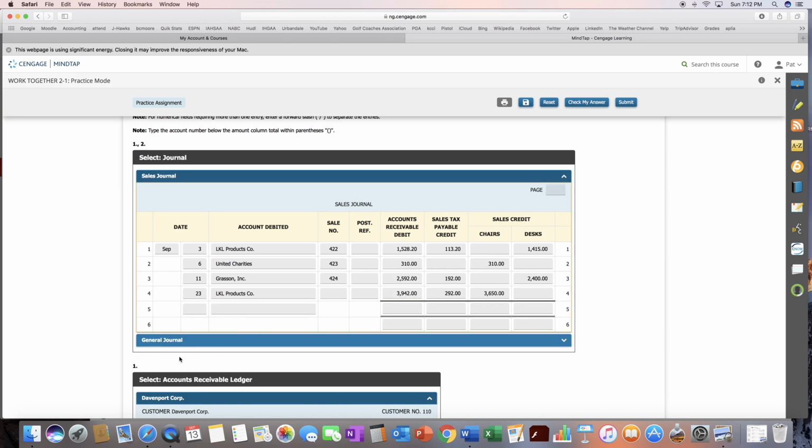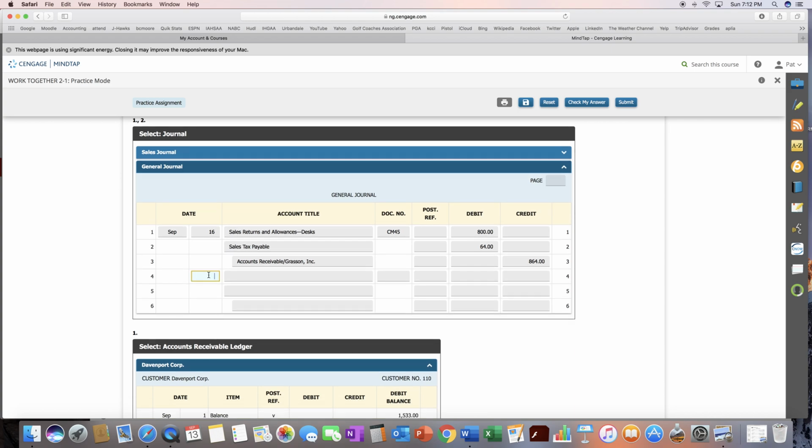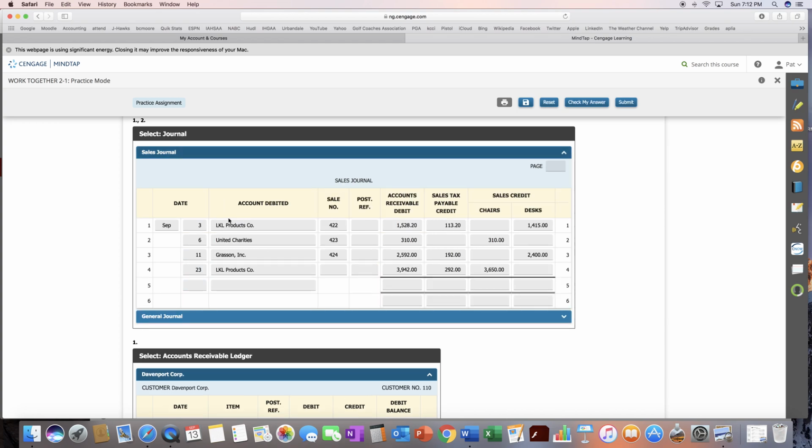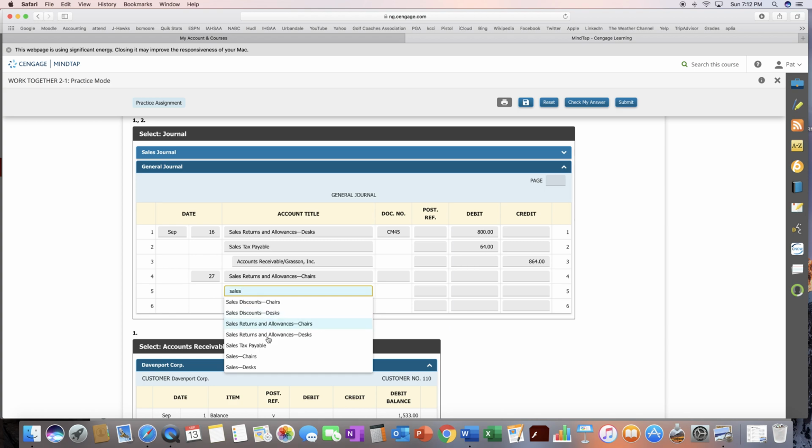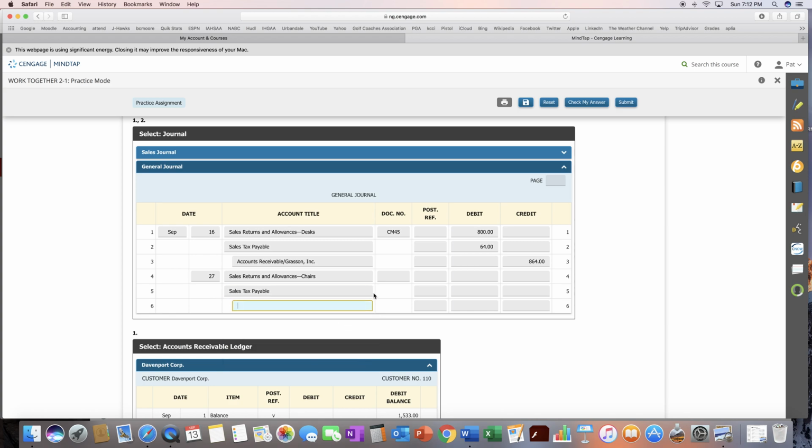The 27th is another credit memorandum. What they're doing is says they granted credit to the Davenport Company for an allowance for a defective chair of $75 plus sales invoice from the previous sale. It says 421, so we don't have it, but it's something that we've had before. So it's sales returns and allowances, but it is a chair this time. We're going to be doing sales tax payable, and it's a credit memorandum. It's CM46. They go in numerical order.